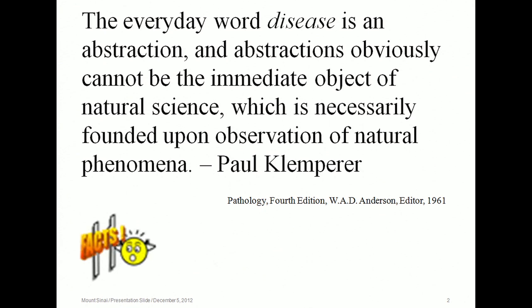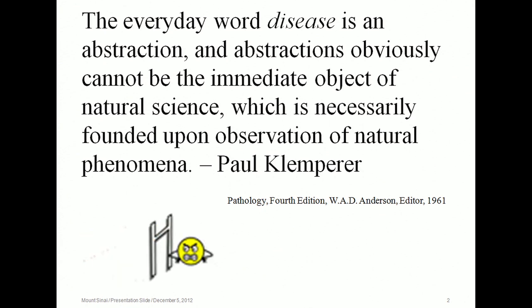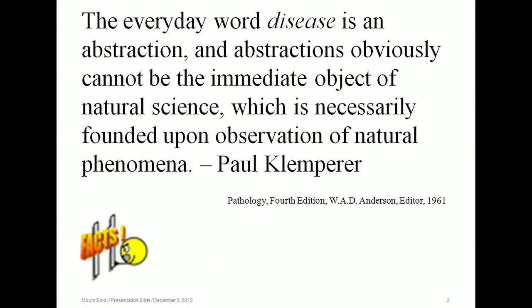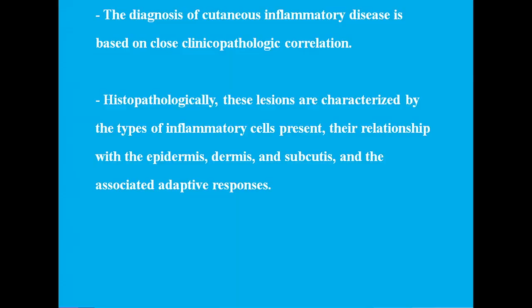All right. So, our former chairman for many years ago in pathology, Paul Klemper, I found a foreword of his that he wrote for the textbook of Anderson's Pathology back in 1961, and an excerpt of his foreword basically reads: "The everyday word disease is an abstraction, and abstractions obviously cannot be the immediate object of natural science, which is necessarily founded upon observation of natural phenomena." So basically, as we gather more facts over time, the goalpost moves back and forth, and we're constantly lumping and splitting diseases accordingly as time goes by.